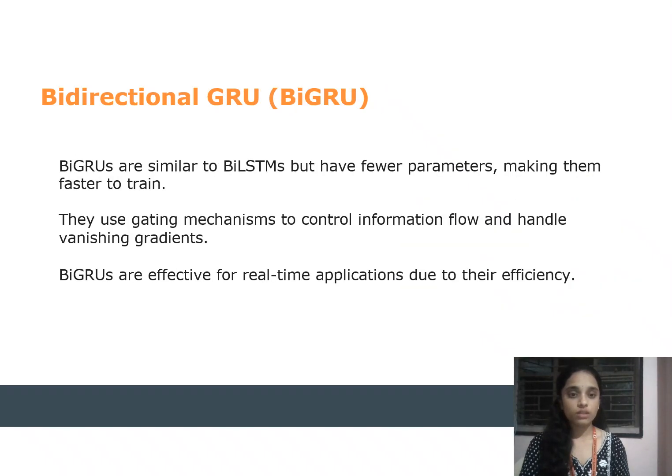entity recognition. Bidirectional GRUs are similar to BiLSTMs but have fewer parameters, making them faster to train. They use gating mechanisms to control information flow and handle vanishing gradients. BiGRUs are effective for real-time applications due to their efficiency.